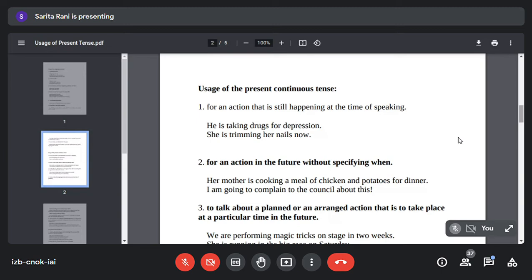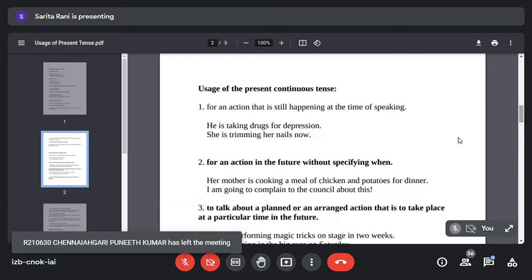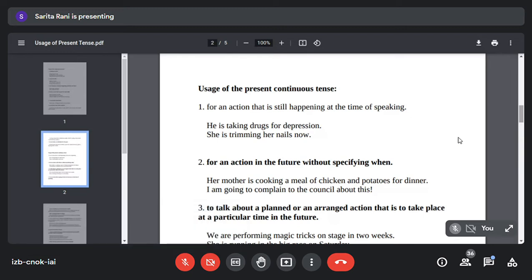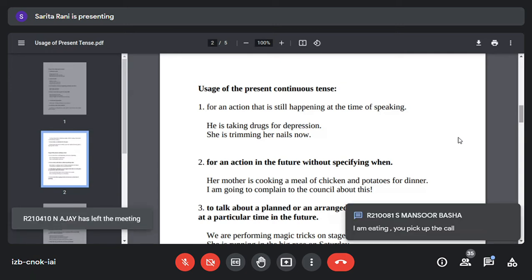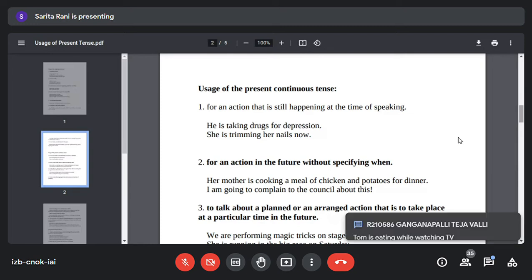See, he is taking drugs for depression. He is trimming her nails now. Continuous tense. Clear? Anything which is happening right at the time of speaking. You can say anything. Students are listening to me. I am teaching students.